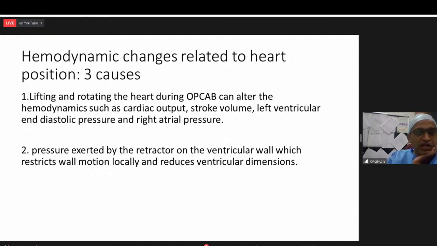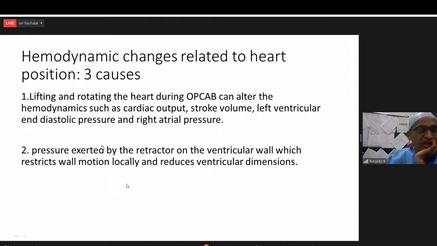The lifting and rotation during off-pump alters the hemodynamics, which reduces the cardiac output, stroke volume, left ventricular end diastolic pressure, and the right atrial pressure. The right atrium has to pump the blood into the ventricle, which is perpendicular to it. So the main thing here is the right atrium, we have to give adequate volume, and the volume has to enter from the atrium to the ventricle perpendicularly, and it takes time. If the LA volume is not adequate, or if the LA volume increases and your ventricle volume is increasing, then you have to stop at that time and start your inotropic support.